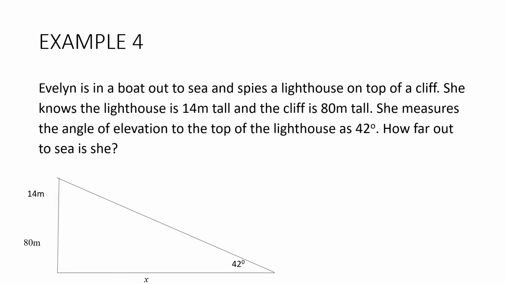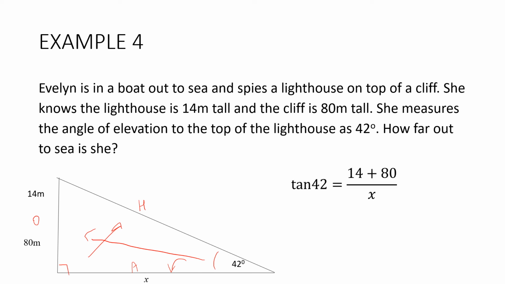Okay, let's get rid of these pictures and do the trigonometry. So firstly we have a right angle here. Opposite the right angle is the hypotenuse, which we don't have. Here's our angle. Opposite that angle is the opposite side, and next to the angle is the adjacent side. So we've got O and A, which is tan. So tan 42 is going to be equal to 14 plus 80 divided by x.